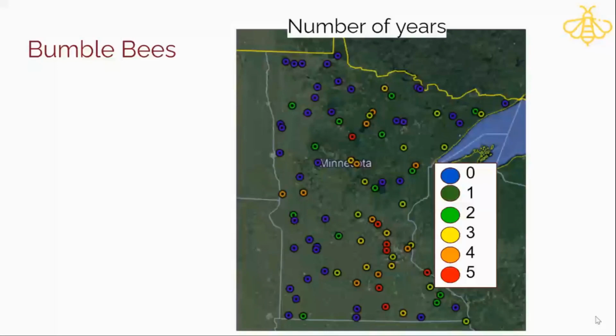We had routes that were near people's cabins up north. So the 5 here is the number of years. So we had some routes that were run for all 5 years of the project. Some people only ran them for 1 or 2 years. But we did have a lot of these routes run consistently. And we did a fair job of getting across to different parts of the state.